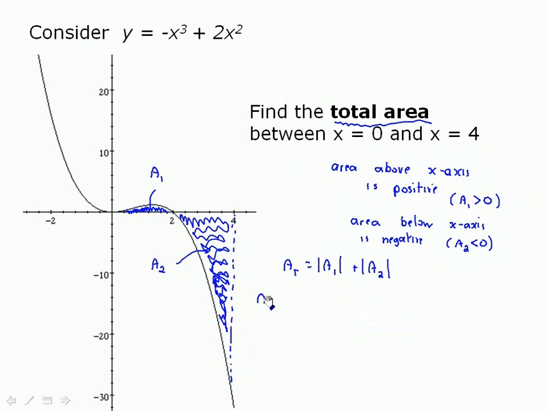So I'm going to write this one out. AT, excuse me, is equal to the definite integral from 0 to 2 of the function negative x cubed plus 2x squared dx, plus the definite integral from lower limit 2 to 4 of negative x cubed plus 2x squared dx.